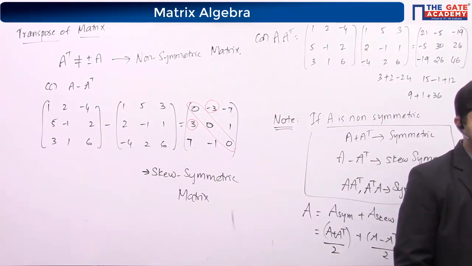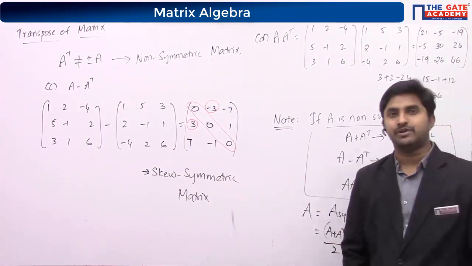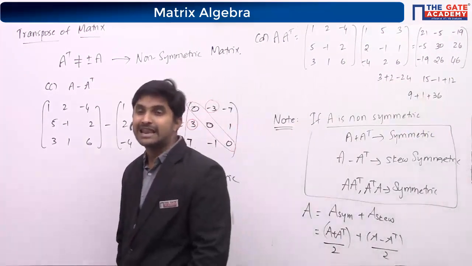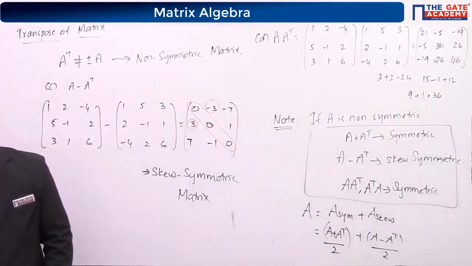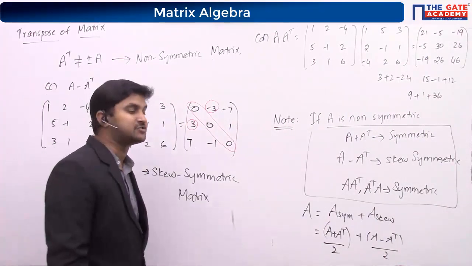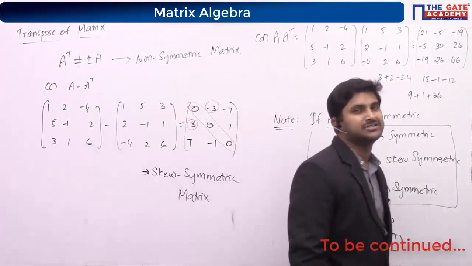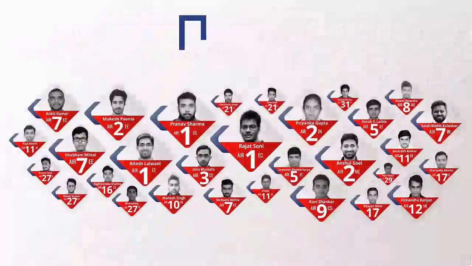So what is the matrix which is both symmetric and skew symmetric? Absolutely correct, it is nothing but a null matrix. If all the elements of the matrix are equal to 0, we call such a matrix a null matrix.